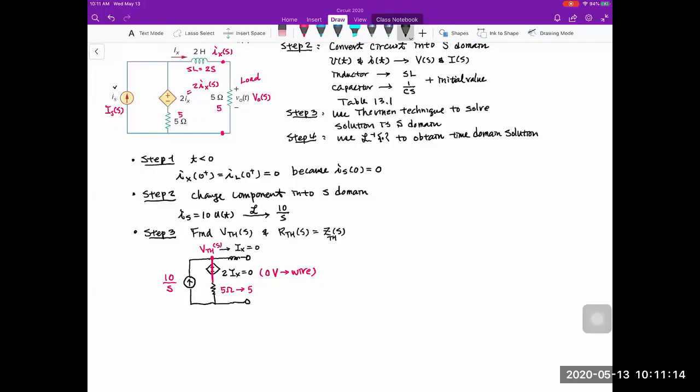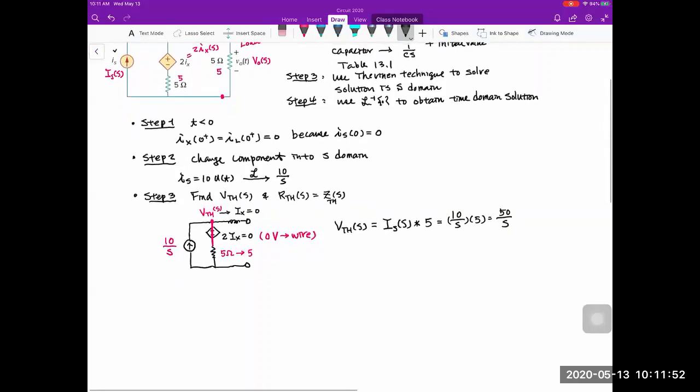So this V_TH is simply your I in the s domain. This is actually the source times 5, that is your resistance. So that is equal to I_s, which is 10 over s, times 5, and that gives you 50 over s. So that's our V_TH, very simple. You can find this easily.